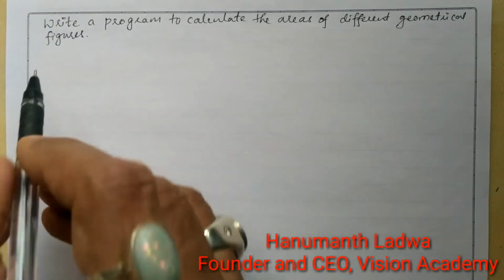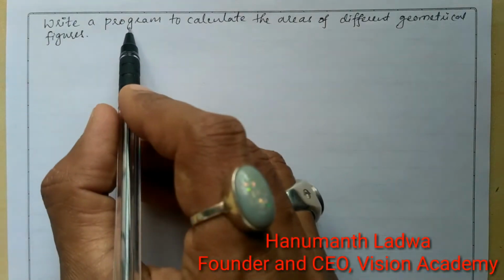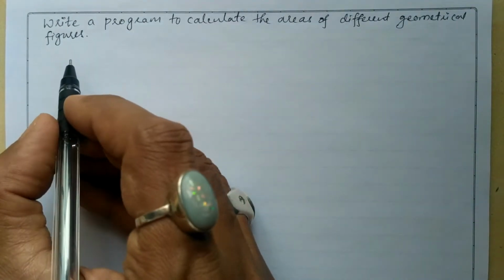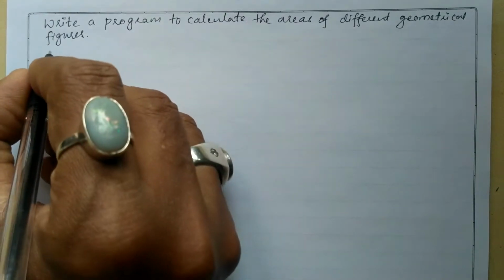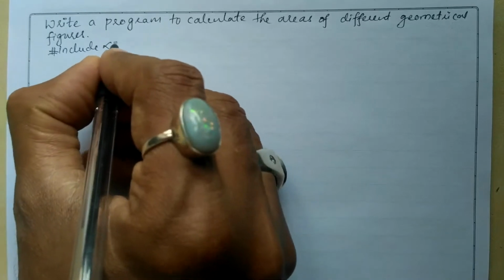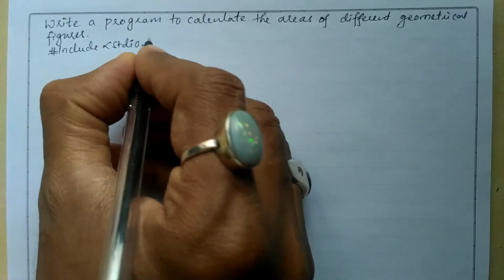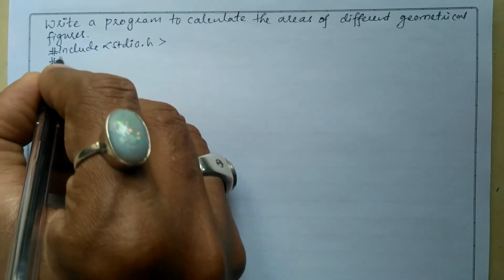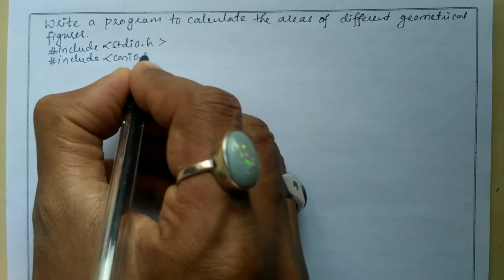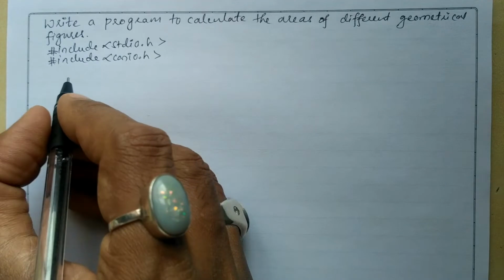My name is Hanumant Ladwa, and in this video we are going to write a program to calculate the areas of different geometrical figures. Now let us write the preprocessor directives. Hash include in angular brace we'll write standard input output .h header file, and the next preprocessor directive is hash include in angular brace I'm going to write console input output .h header file.